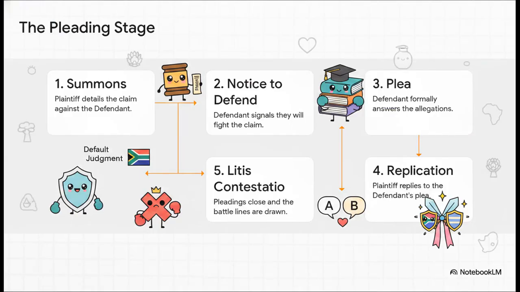Now, before anyone steps into a courtroom, there's a paper battle called the pleading stage. It starts when the plaintiff serves a summons. The defendant has to respond with a notice of intention to defend. If they don't, boom, the plaintiff can get a default judgment and win right there. Assuming they do defend, they file a plea, responding to every single point. The plaintiff can then reply with a replication. And once all that's done, we hit litis contestatio, another Latin term. It means the pleadings are closed, the battle lines are officially drawn. The whole point of this paper exchange is to figure out exactly what everyone is fighting about.